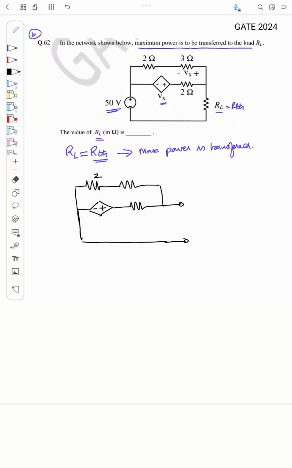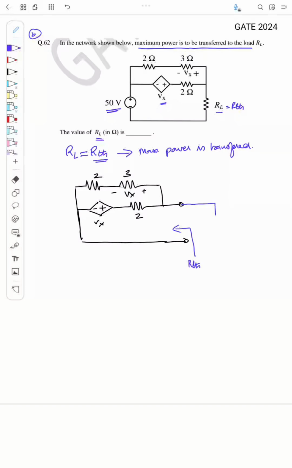Okay, so this is 2 ohm, this is 3 ohm, this is 2, and this is Vx, and Vx is actually the voltage across this 3 ohm. Okay, so how to find the RTH? So RTH is the resistance seen from here. Okay, so to find RTH, since there is a dependent source here, what we will do?